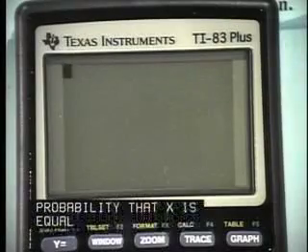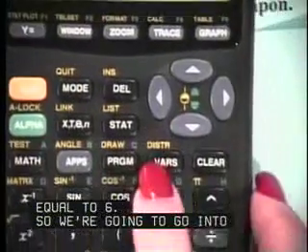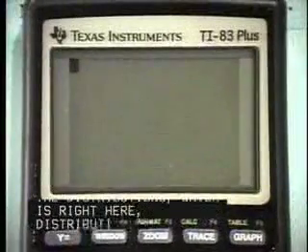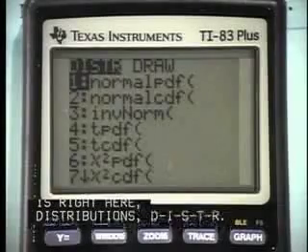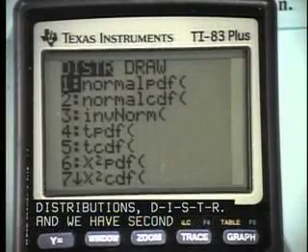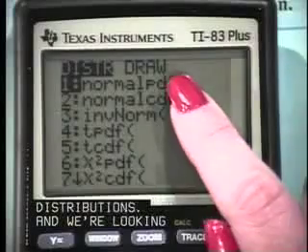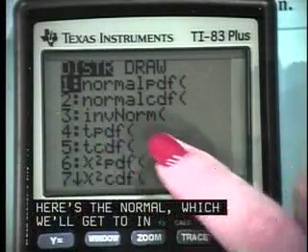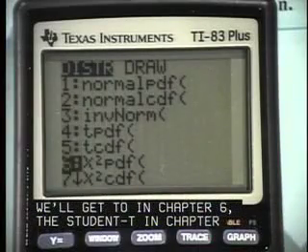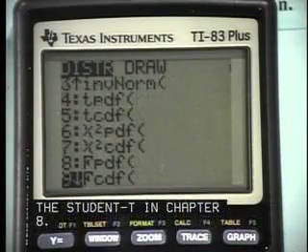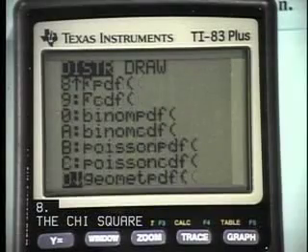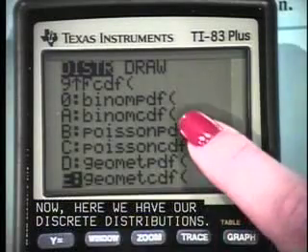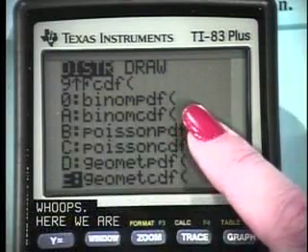So we're going to go into the distributions, which is right here. Distributions, DISTR. And we have second distributions. And we're looking down for binomial. Here's the normal, which we'll get to in Chapter 6. The student t in Chapter 8. And the chi-square. We're getting here. Okay, now here we have our discrete distributions. Here we are. Binomial, it's right over here.